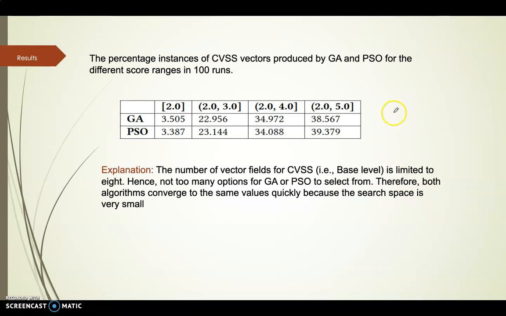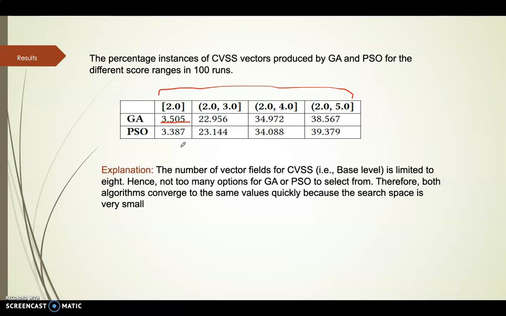This table shows various percentage instances for CVSS vectors produced by GA and PSO for different score ranges in 100 runs. The columns show different score ranges, and the value in each cell represents the percentage of the CVSS patterns that fall into that category of score ranges. For example, GA produced 3.5% of CVSS vector patterns which had score 2.0 in all of its 100 runs, as an entirety. If you observe, the values are more or less similar to PSO.